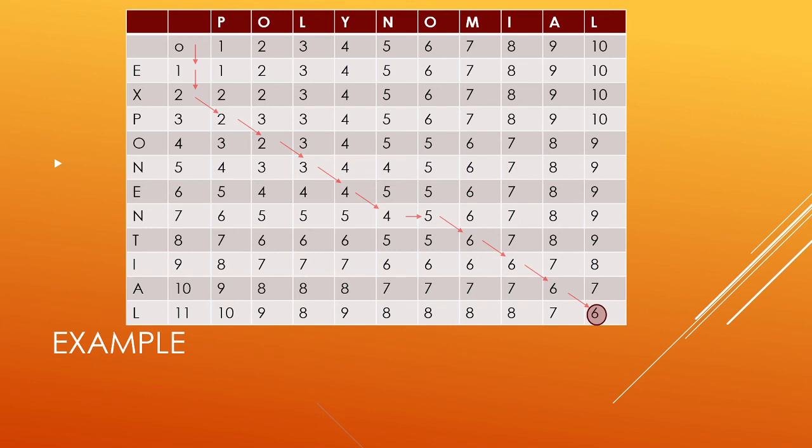Next time, we'll pick up right from here to describe how this algorithm can actually be modified to use this linear space and also compute this arrow path, right? This arrow path is actually possible.